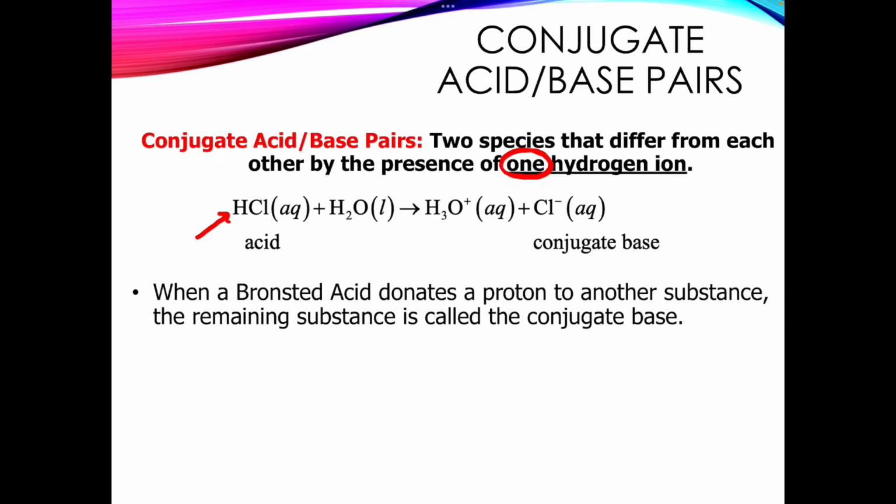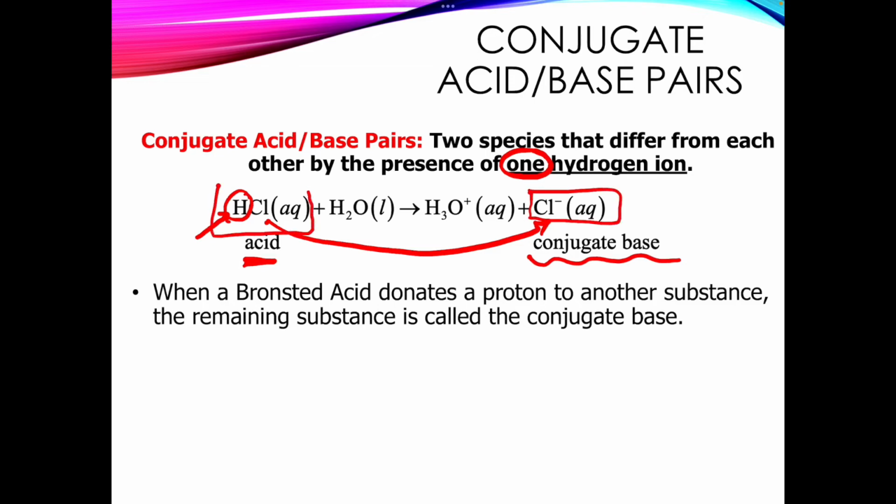So what happens is this acid will lose a hydrogen. When it loses a hydrogen, it turns into Cl-. If this was the acid, this is what's called the conjugate base. So when our acid donates its hydrogen, it becomes a conjugate base. Our hydrochloric acid versus our chloride are only different by the presence of one hydrogen. That's how we know this is a conjugate acid-base pair. So this is our acid, therefore this is our conjugate base.